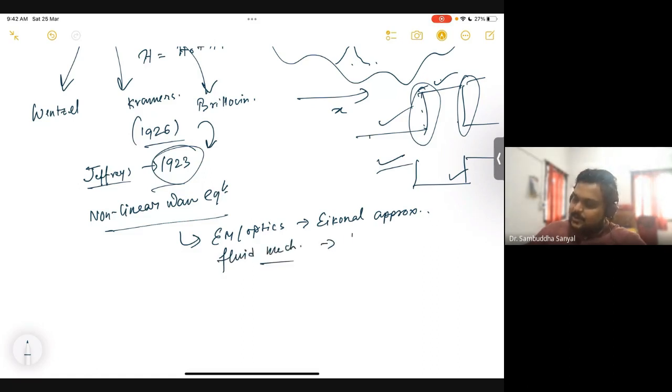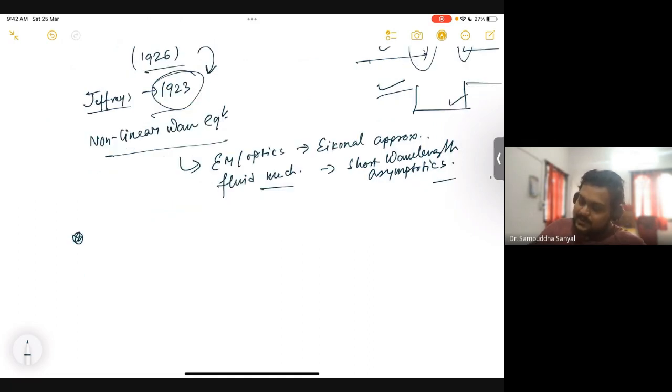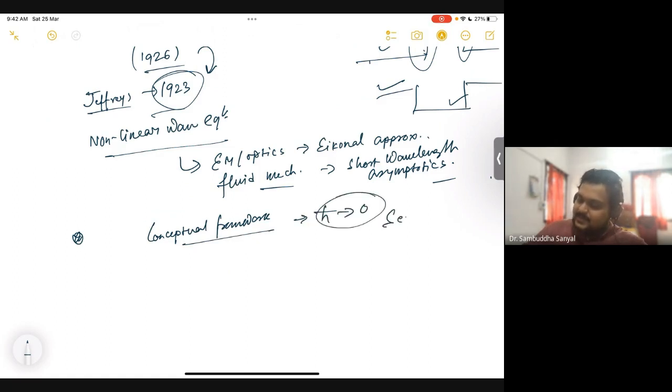Okay, these are called short wavelength asymptotics. So you will find the essence of this idea in many different contexts. Okay, so what is it for quantum mechanics? What's the conceptual framework? The conceptual framework is that short wavelength means solving it for the h bar going to zero limit. So the semi-classical limit, close to classical. So this kind of solution is valid near the classical limit.